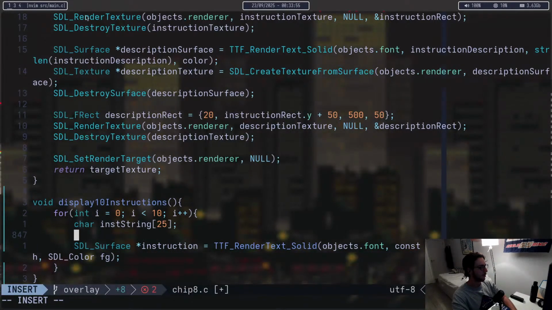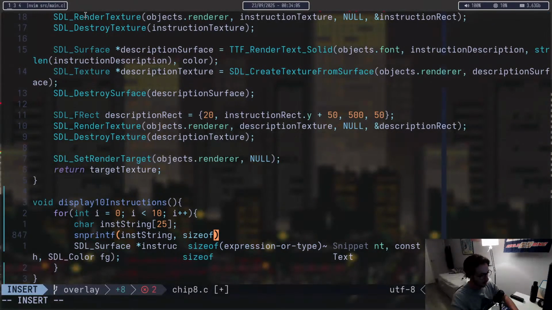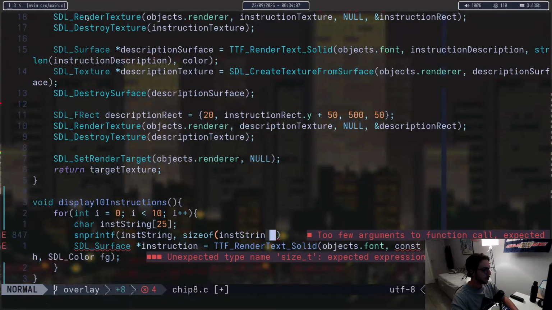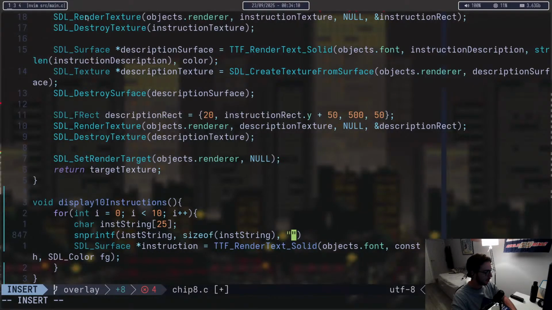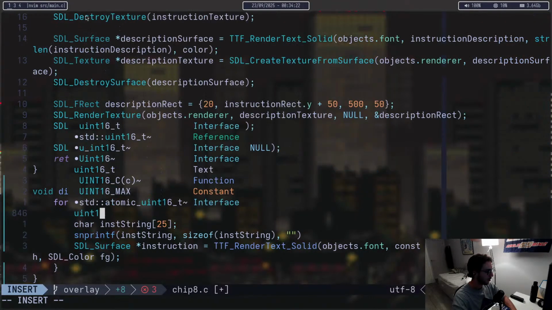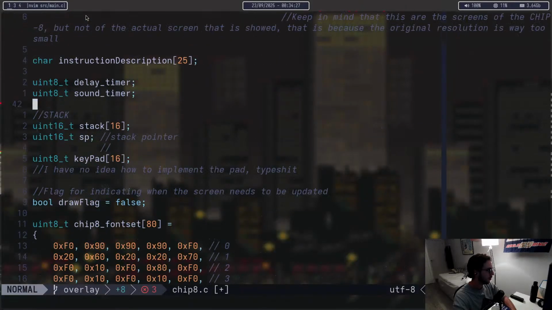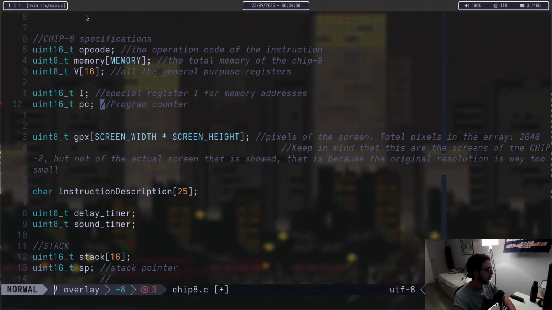And then I can just say size of the inst string in the format which should be my current opcode. Which I guess I could also fetch doing this int 16 because my opcode is supposed to be 2 bytes. Yeah. Okay.